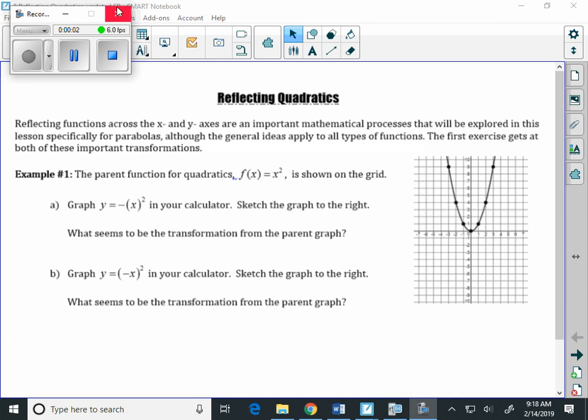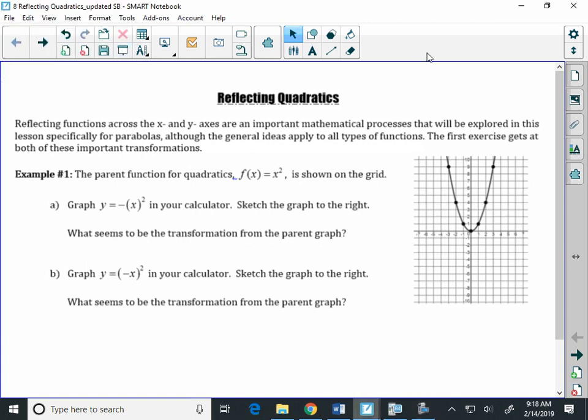Let's talk about reflecting quadratics. First of all, I don't really define reflecting up there in that top paragraph. I just say reflecting functions across the x and the y axis are an important mathematical process that's going to be explored in this lesson, most specifically to parabolas, which are also called quadratics.